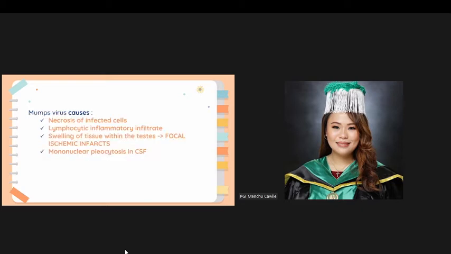This causes necrosis of infected cells and is associated with a lymphocytic inflammatory infiltrate. The salivary gland ducts are lined with necrotic epithelium, and the interstitium is infiltrated with lymphocytes. Swelling of the tissue within the testes may result in focal ischemic infarcts, and the CSF frequently contains a mononuclear pleocytosis, even in individuals without clinical signs of meningitis.